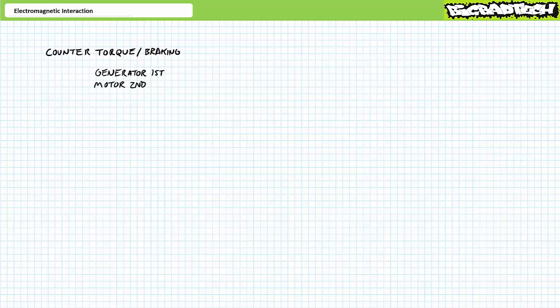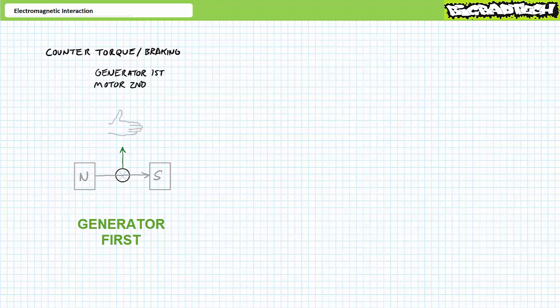The easiest way to explain counter torque or braking experienced by generators is this: generator first, motor second. Generator first. Consider a conductor moving upwards through a magnetic field oriented north to south, left to right. An application of Fleming's right-hand generator rule demonstrates that conventional current travels into the screen. This is generator action. Now keep your right hand on the screen.